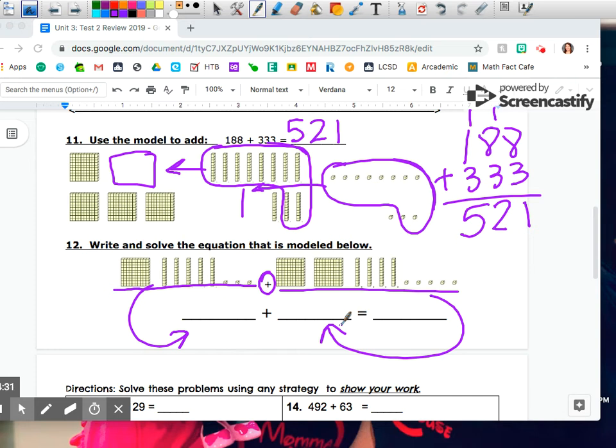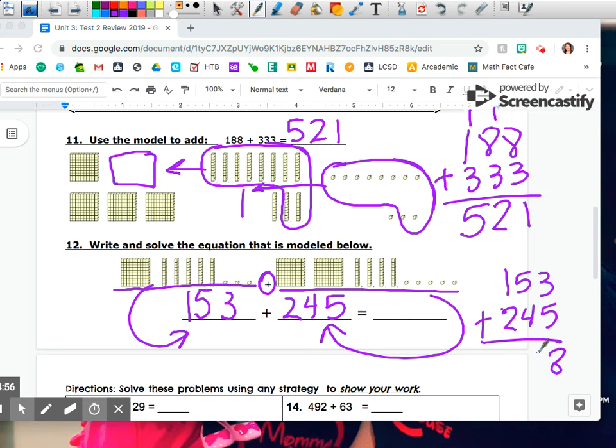So if I look here, I have 100, 5 10s, 3 1s. My second add-in has 200s, 4 10s, and 5 1s. They can add the 1s, 10s, and 100s, or again, if they wanted to come over to the side and use standard algorithm, perfectly fine with that. 3 plus 5 is 8. 5 plus 4 is 9. 1 plus 2 is 3. So my answer would be 398.